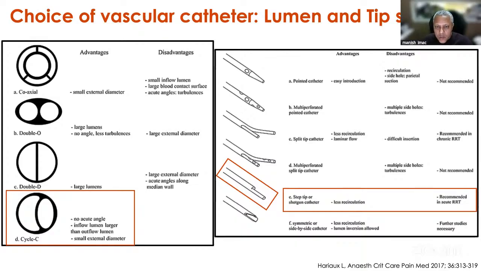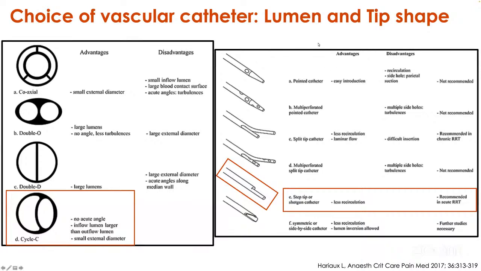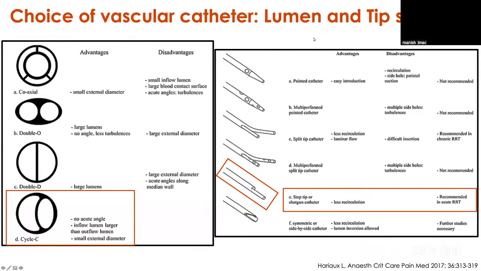The presence of side holes may induce a lot of turbulence in the flow. That can probably increase the risk. The most preferred catheter tip shape is actually the step tip or the shotgun catheter, the one that I have encased in the orange box.